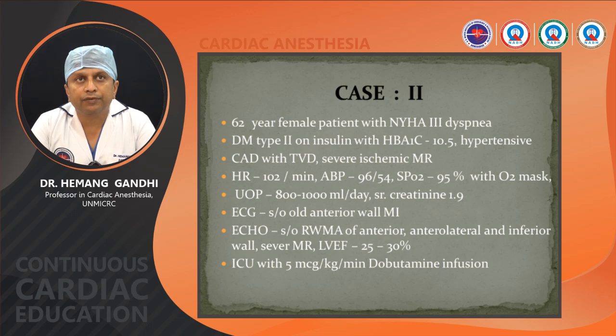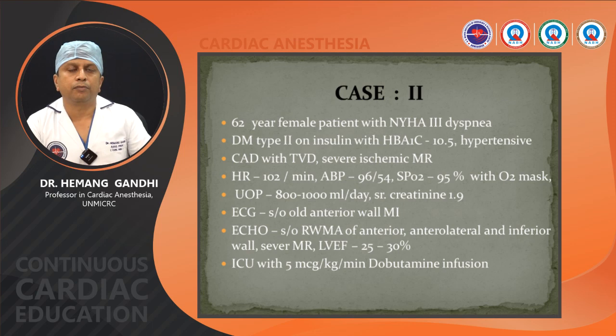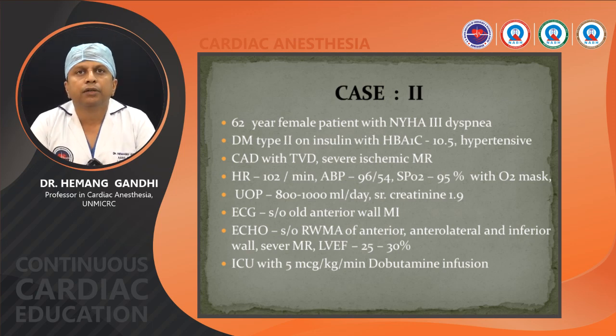Here is the second case, a 62-year female patient with NYHA grade 3 dyspnea. It is diabetes type 2 on insulin with the HbA1c of 10.5. Patient is hypertensive, presented with coronary artery disease with triple vessel disease and severe ischemic MR. This patient is posted for coronary artery bypass graft with mitral valve repair.